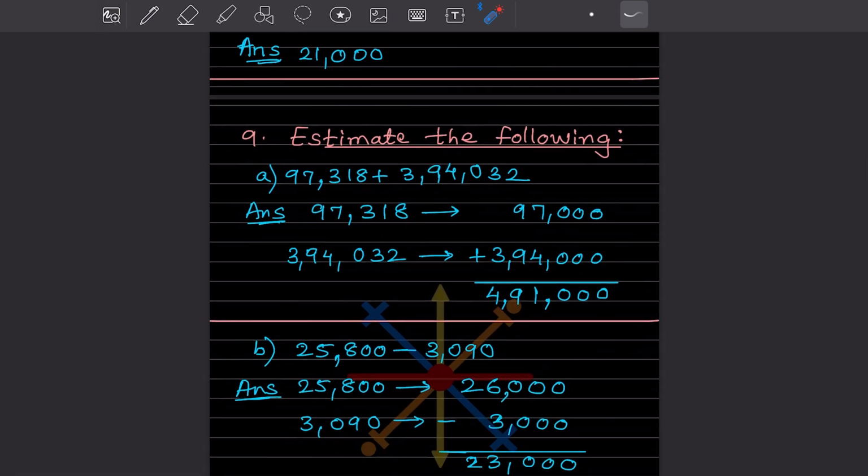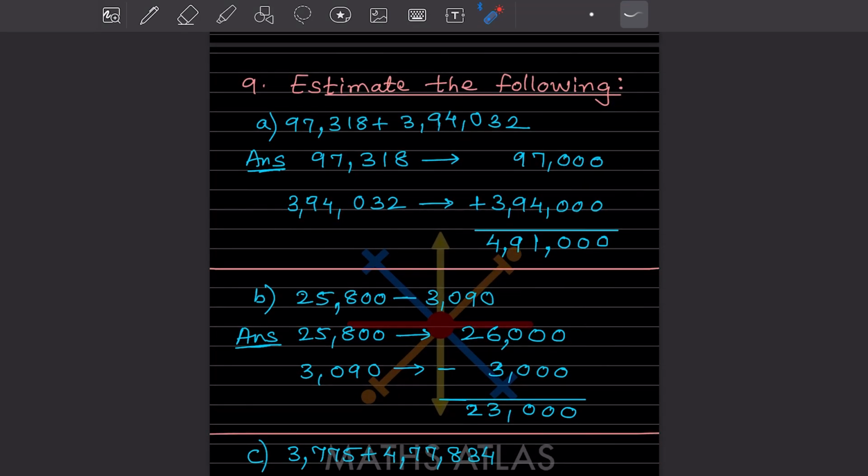So now they have said again here the estimate. Estimate means the same thing, and then you have to add it. So now this 93,000, 97,318. Again now this is the thousands place, after that is 3 means less. So this is going to be 97,000, 3 lakhs 94. This is going to be rounding earlier.